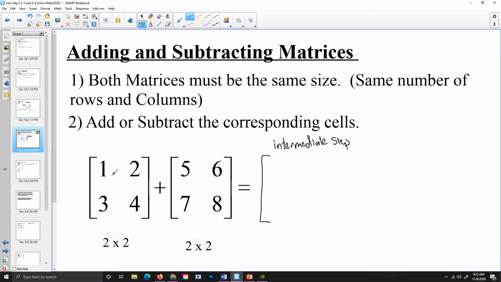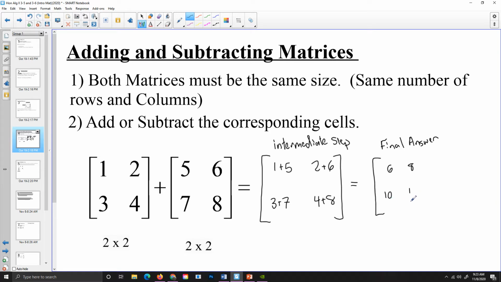In this particular instance, the first row, first column will be 1 plus 5. The second one will be 2 plus 6, then 3 plus 7, and then 4 plus 8. So we are just adding corresponding cells: 1 plus 5, 2 plus 6, 3 plus 7, 4 plus 8. Our final answer here is going to be 6, 8, 10, 12. And that will be the final answer for that.